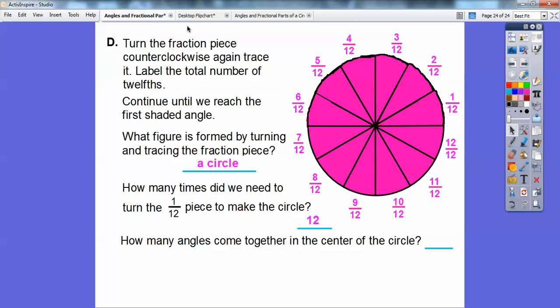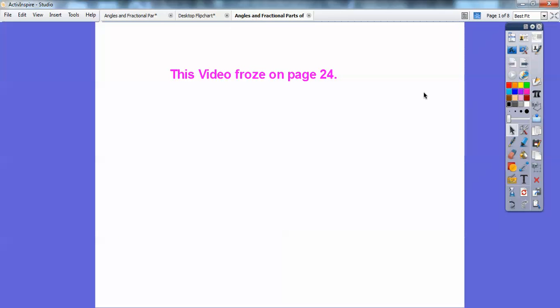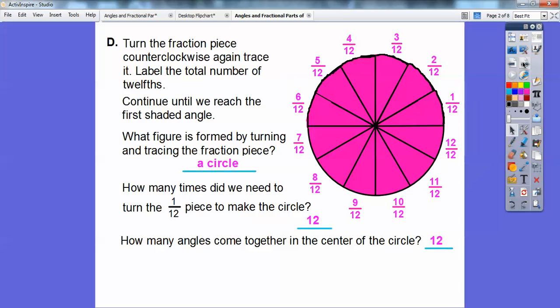So let's see, what else do I have? Whoops, I didn't want to do that. That video froze on me, so I had to fix that. My program freezes on me every now and then, so I had to make a whole new flip chart. So how many angles together were formed? There were 12 different angles. These little angles right here. Here's 1 angle, 2 angle, 3 angle, 4 angle, 5 angle, and so on, okay?